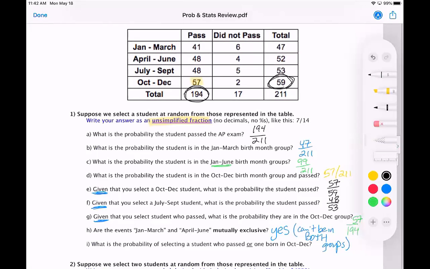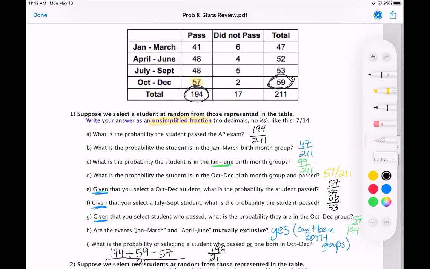So because of that, we're going to have 194 plus 59, and we subtract these 57 students who we double counted. So we have to add up all of those and then divide by 211. Sorry, I kind of ran out of space there. So you're going to have 196 would be the answer. That would be 194 plus 59 minus 57 is 196 out of 211.